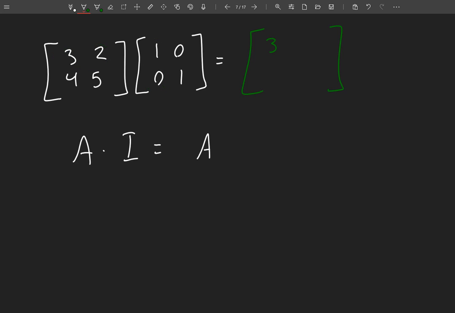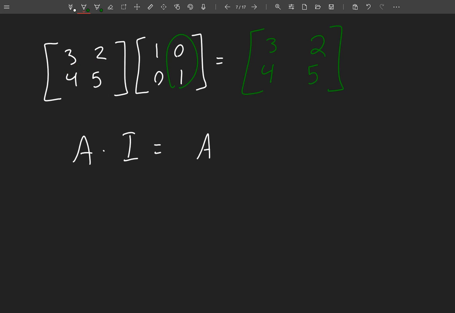All right. Now let's look at the top right one. That's row 1, column 2. That's 3 times 0 is 0, and then 2 times 1 is 2. So far, so good. Now, row 2, column 1, that's 4 times 1 plus 5 times 0. Well, 5 times 0 is 0, so it's just 4 times 1, which is 4. And finally, 4 times 0 is 0, plus 5 times 1 is 5. 0 plus 5 is 5.